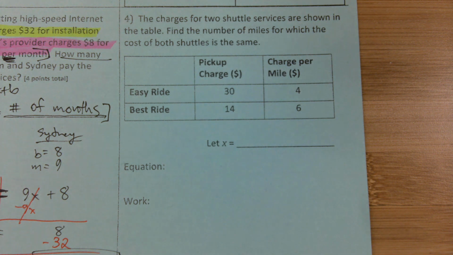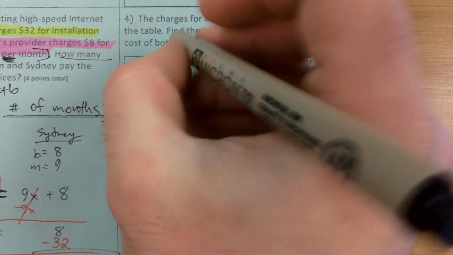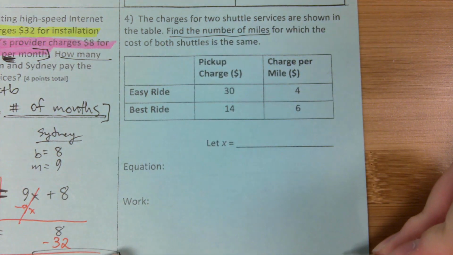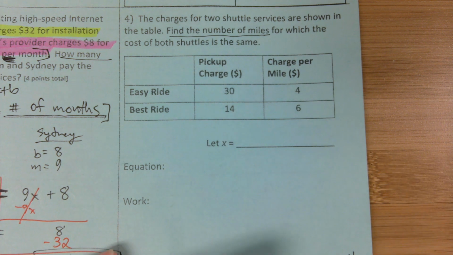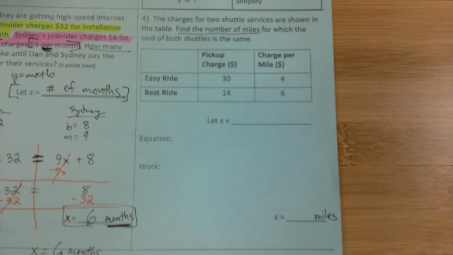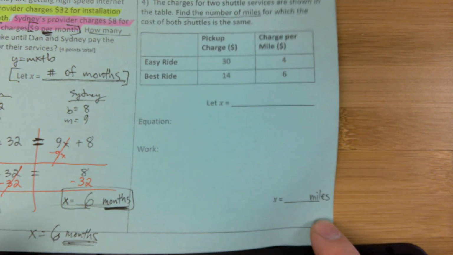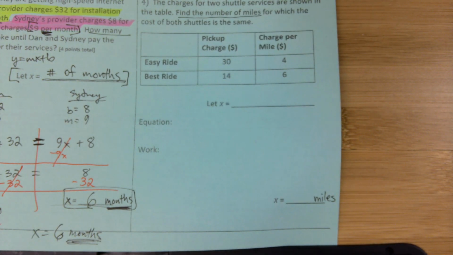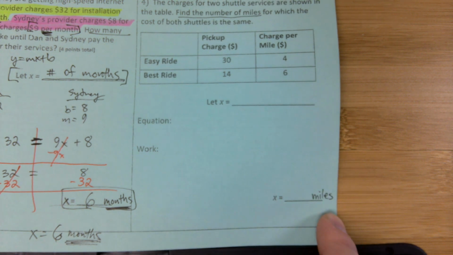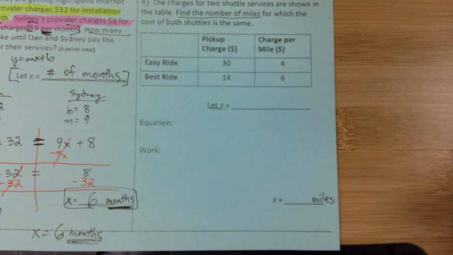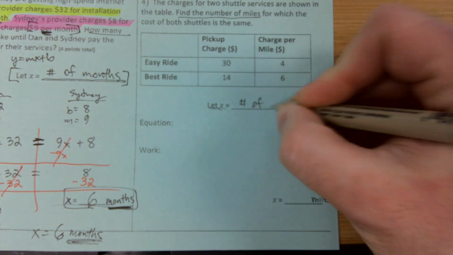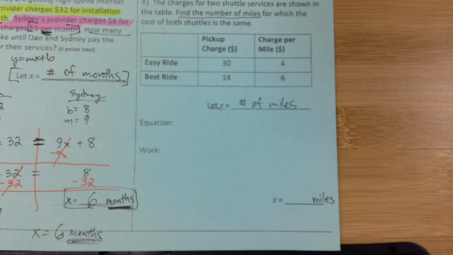We're taking a look at 2 different shuttle services here, and we're going to find the number of miles for which the total cost is the same. So we're looking to find the number of miles. My answer is going to be X number of miles. Right away we can write our units down before we even organize our numbers. So if we know our answer is X equals blank miles, what can we let X represent here? The number of miles. Exactly.